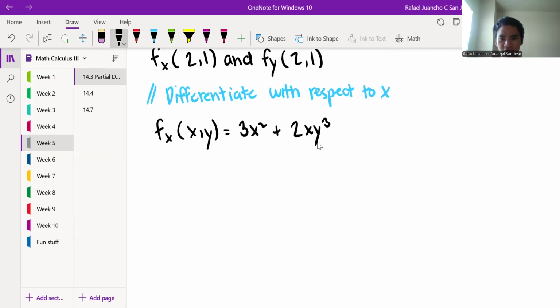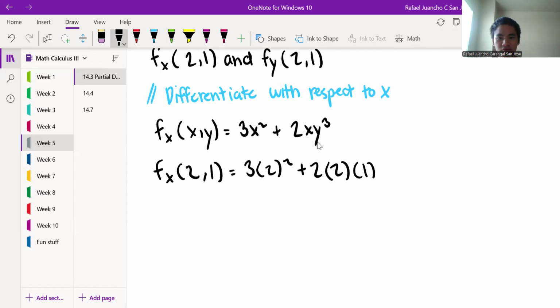There we go. And then from there, let's plug in. So we're being asked to find this value here. Well, now we just plug in here. Plug in the 2, plug in the 1. Then we get some number. We get 4, 3, 12 plus 4, 16. And I think that's it. Okay, cool.